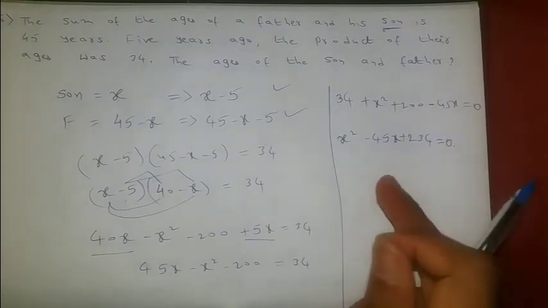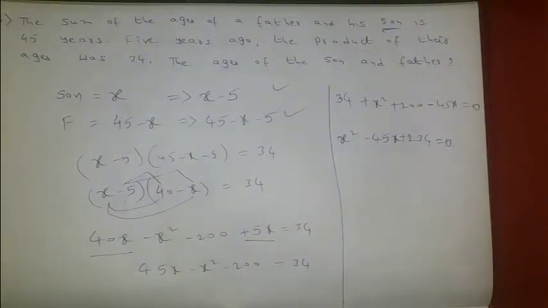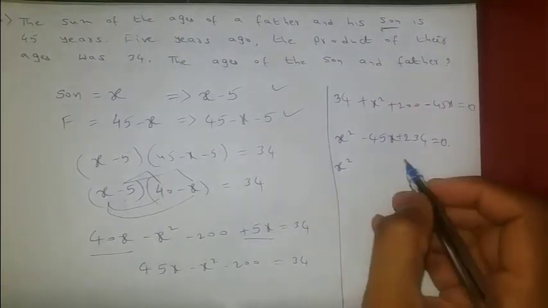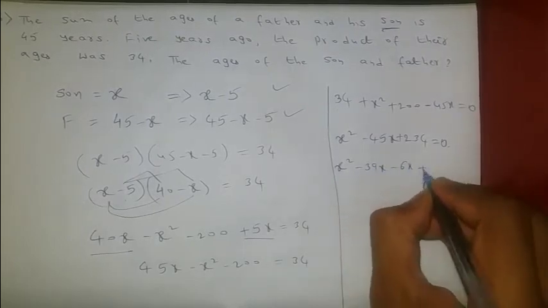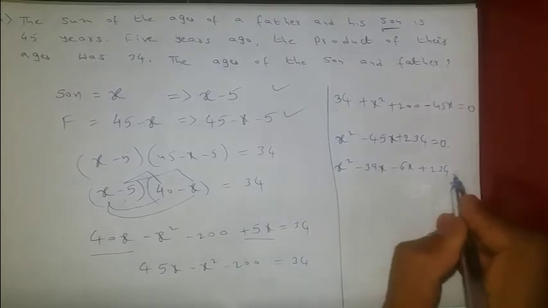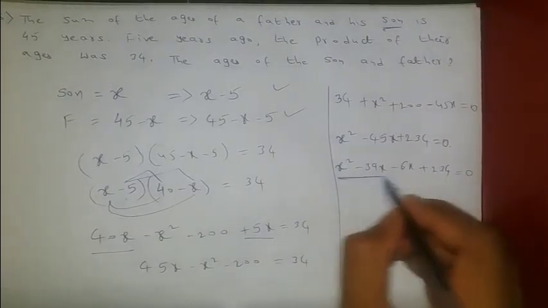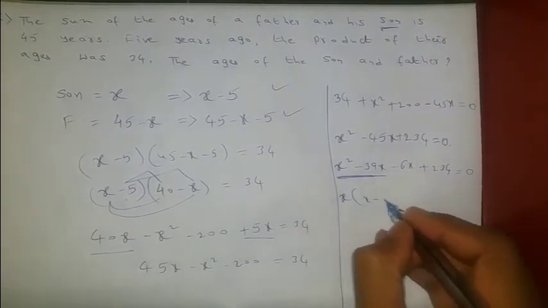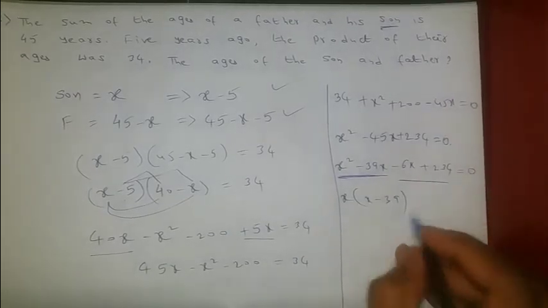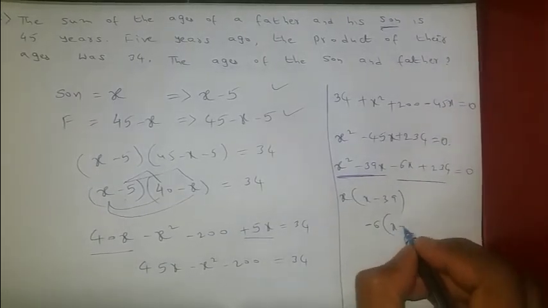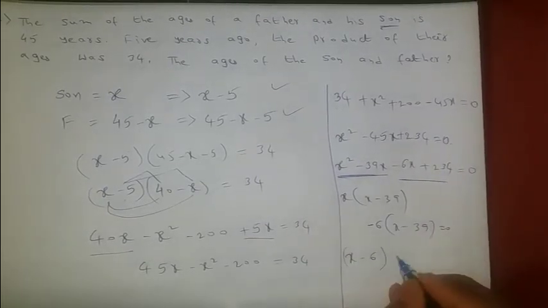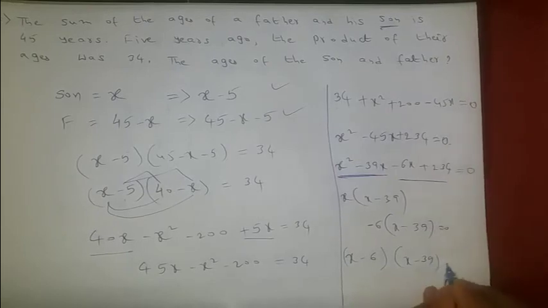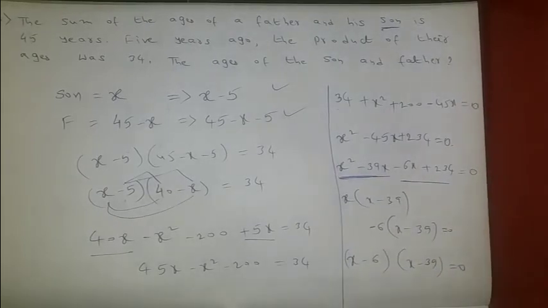Now we need to go with splitting the middle term into two terms. If we split the middle term, x square as it is, minus 45x can be written as minus 39x minus 6x plus 234 is equal to 0. From the first two, if we take out x common, x minus 39. From the last two, if we take out minus 6 common, we remain with x minus 39. So we will get two factors: x minus 6 into x minus 39 is equal to 0.